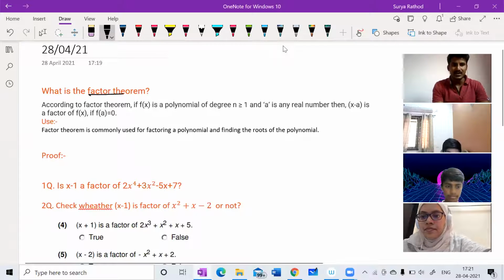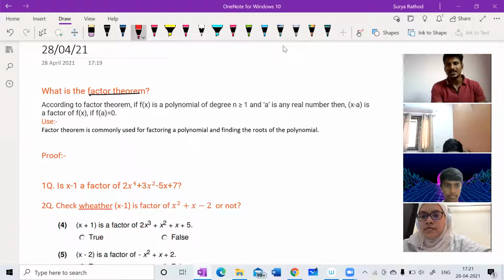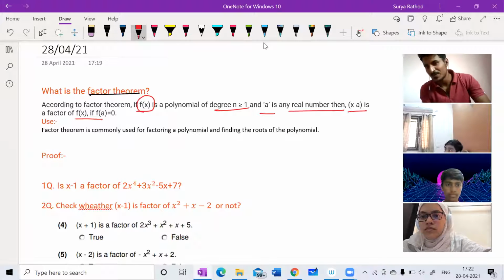What is the factor theorem? What exactly does the factor theorem say to us? According to the factor theorem, f of x is a polynomial of degree greater than or equal to 1 and a is any real number, then x minus a is a factor of f of x if f of a is equal to 0. Understood?